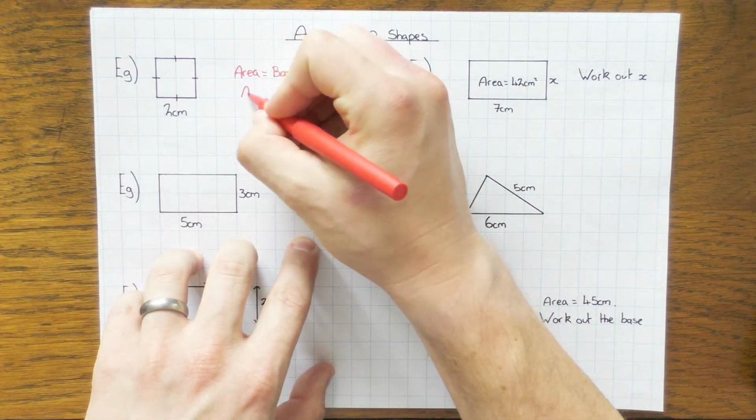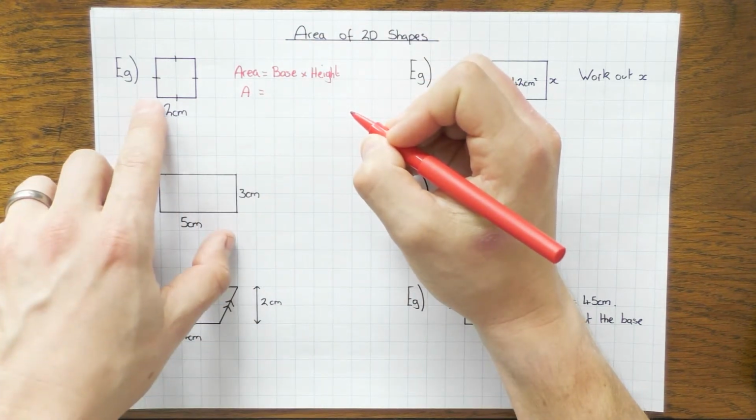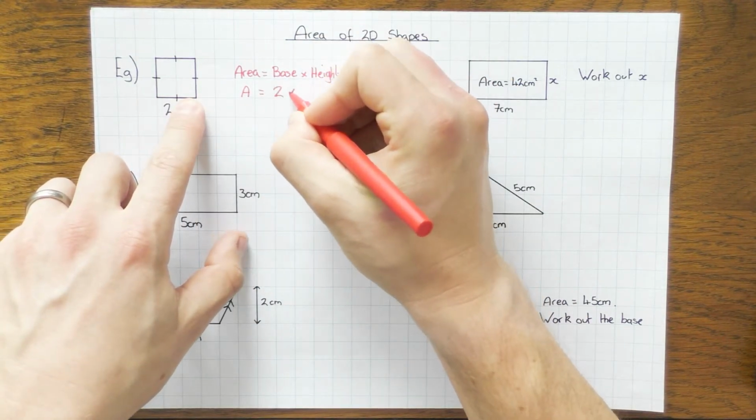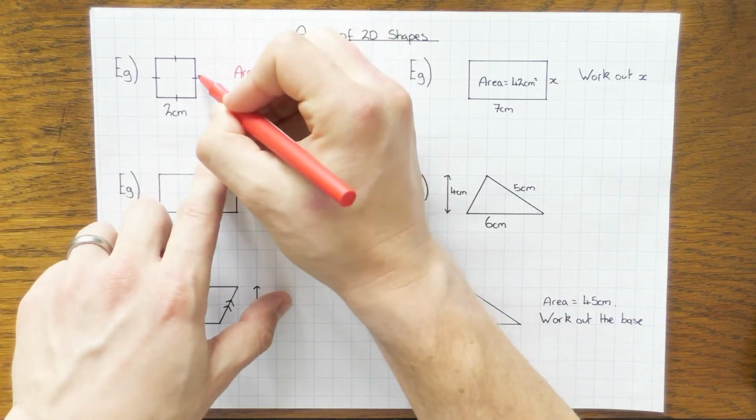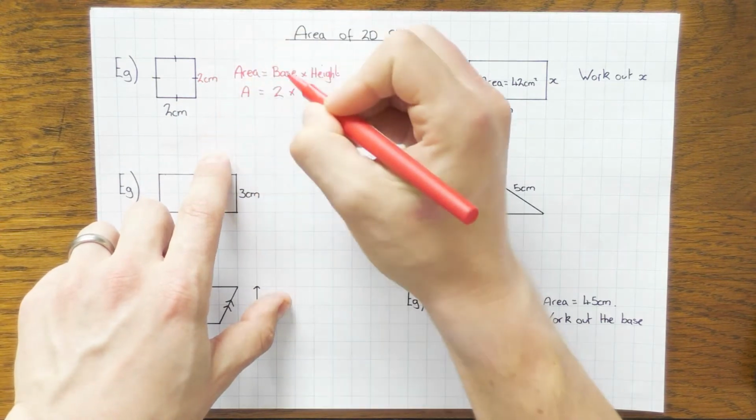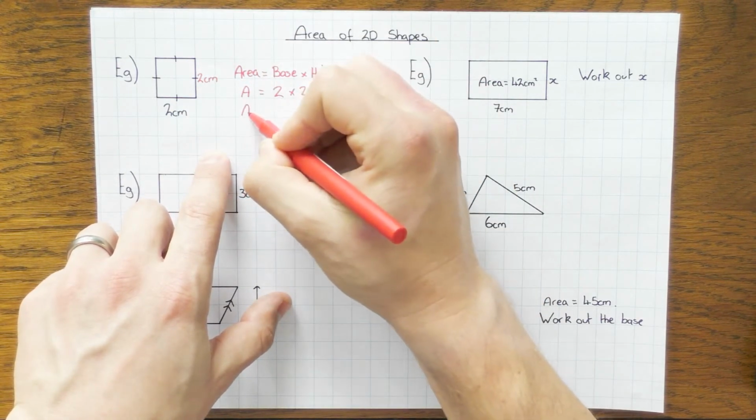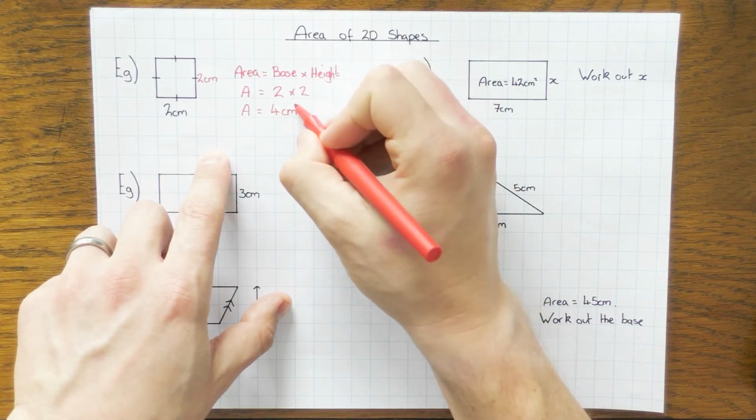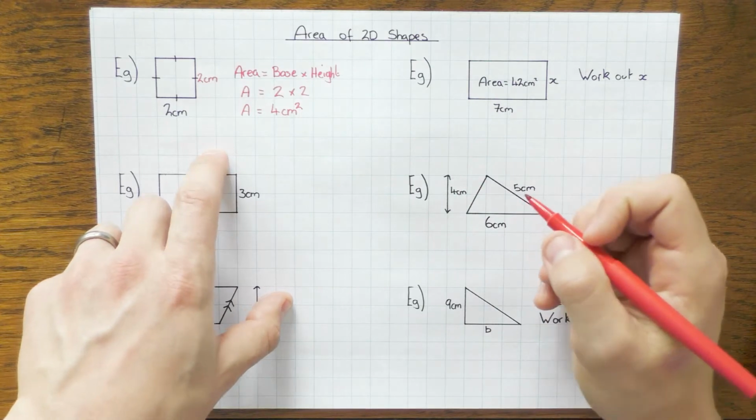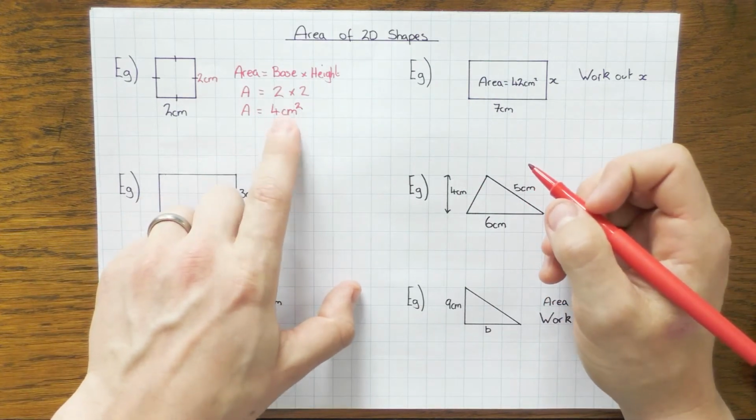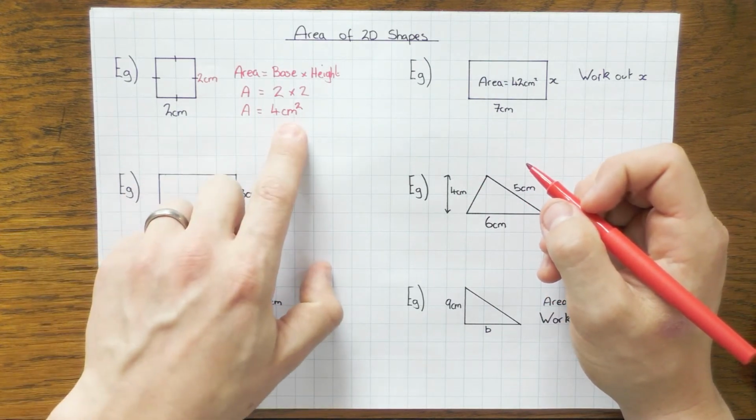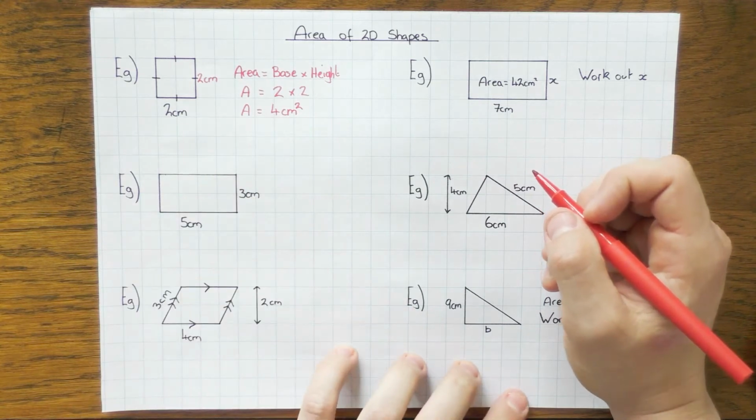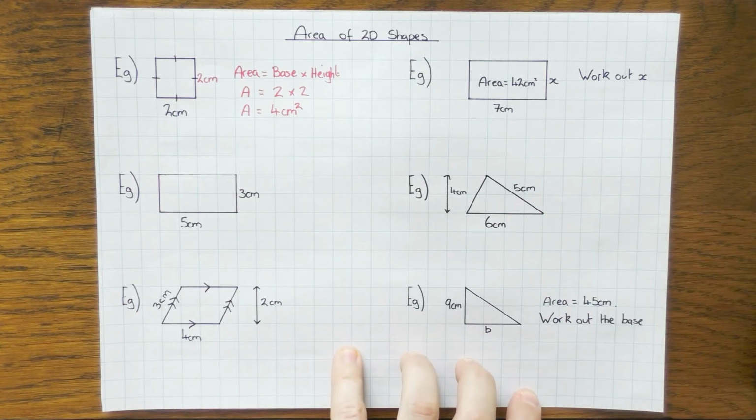So in this case, the area is 2, which is the base, times by the height, and because it's a square, the height is also going to be 2 centimeters. So the area in this case, quite simply, is just 4 centimeters, and this time, because it's the area, it's squared. Depending on what the units are, in this case they're centimeters. If you're dealing with the area, it must be centimeters squared. Okay, let's have a look at the next one then.